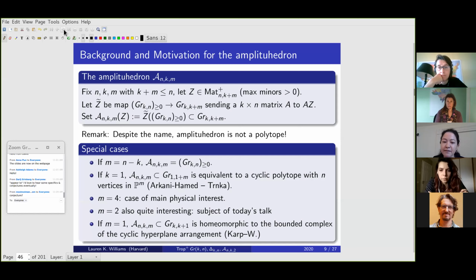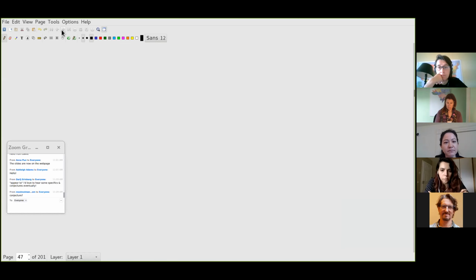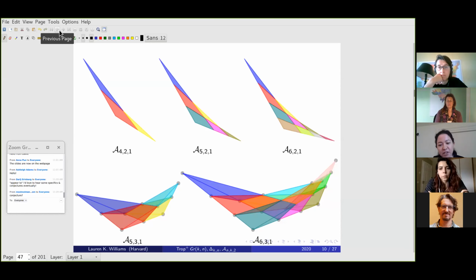When m is 1, the amplituhedron is again contained in a projective space, and it's homeomorphic to the bounded complex of the cyclic hyperplane arrangement. That's something that we proved a few years ago with Stephen Karp. And these are some pictures in the m equals 1 case from our paper with Stephen. They actually look not dissimilar from the artist renditions from Discover magazine and Wired magazine.